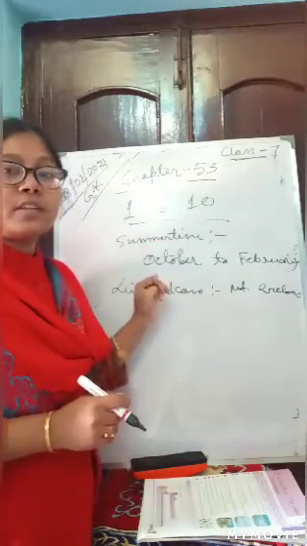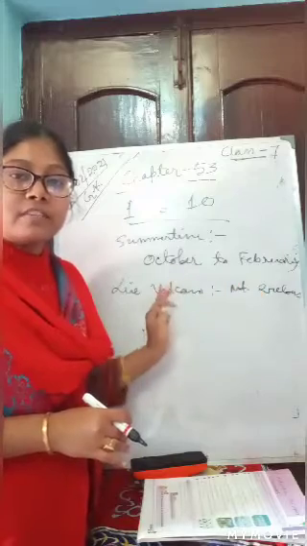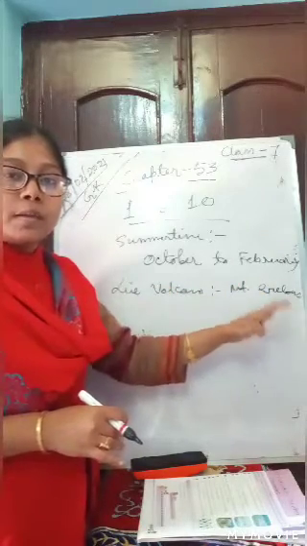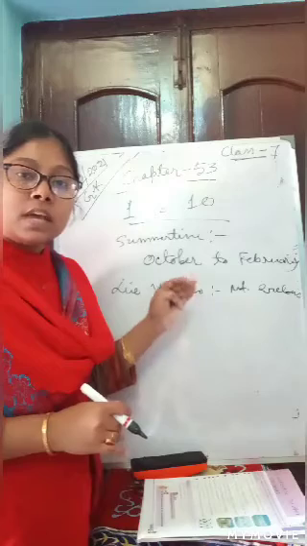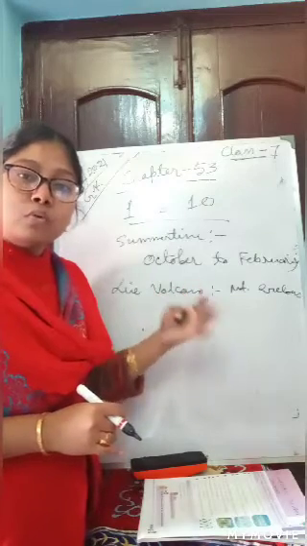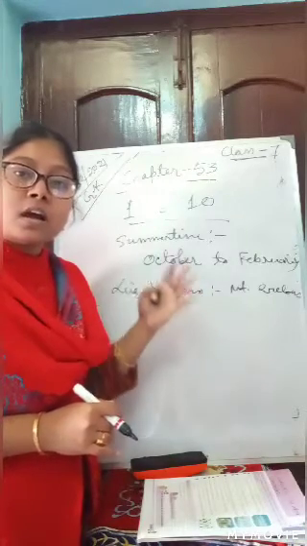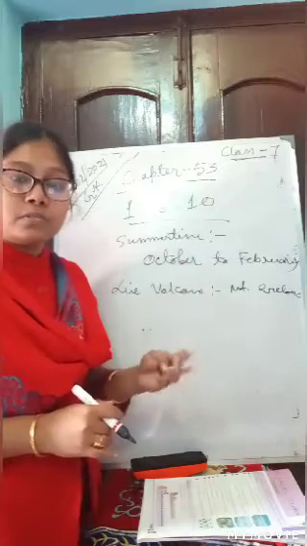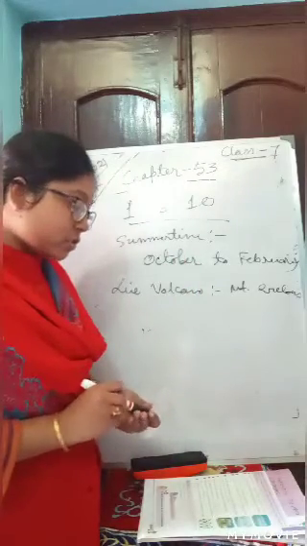The summertime in Antarctica is from October to February, and the live volcano is Mount Erebus. These are the two extra questions. And in the fact corner, we come to know that there are no harbors and ports in Antarctica, but there are 19 airports. Clear? So these are the extra questions from this chapter.